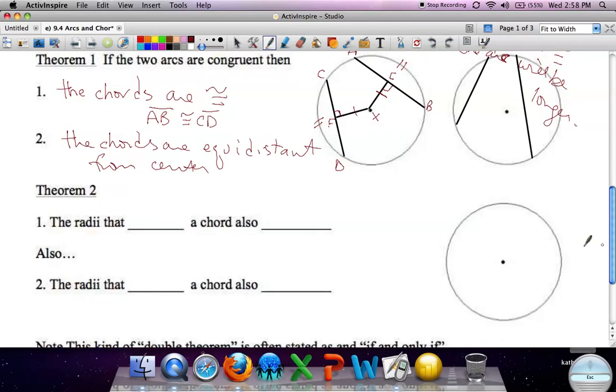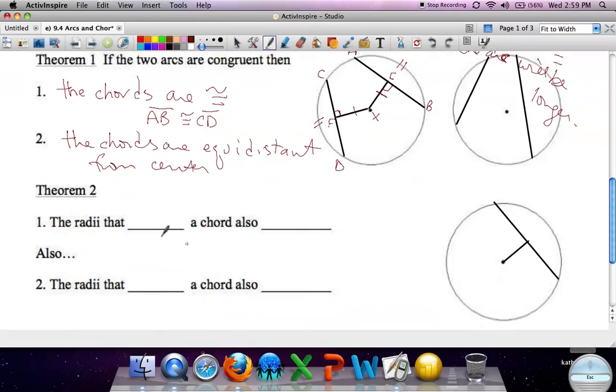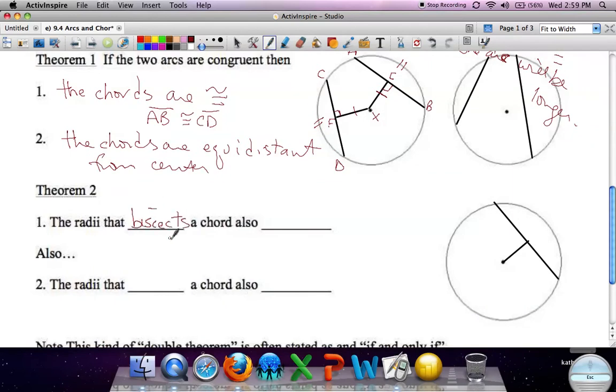Theorem number 2. The radii that bisects a chord. So actually, let's just make another chord here. And let's make a radius here. And let's think about this picture right here. So this radii bisects a chord. If it bisects a chord, that means this would be the picture.